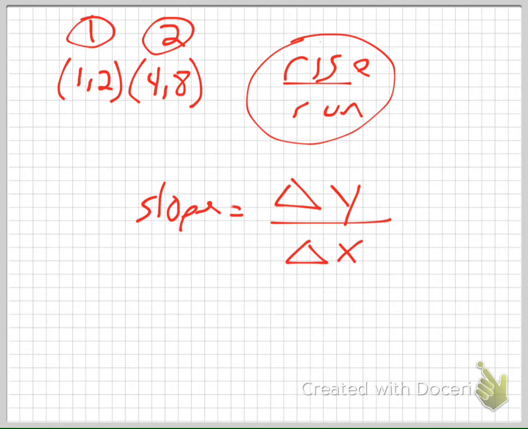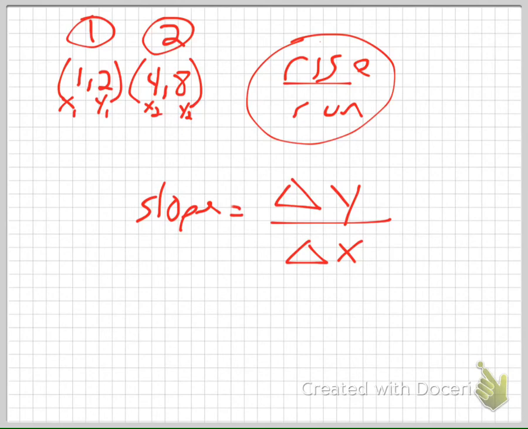Here's the deal. What letter goes here? Is that X or Y, the first one? X. What letter goes here? Y, right? We're going to call this X1, and this is Y1, because this is the X coordinate on point 1, and this is the Y coordinate on point 1. And this is X2, and this is Y2. They don't belong up high like that. They've got to go like this: X1 and Y1 and X2 and Y2. If I put the 2 up high, it makes it look like it's being squared, like exponents.